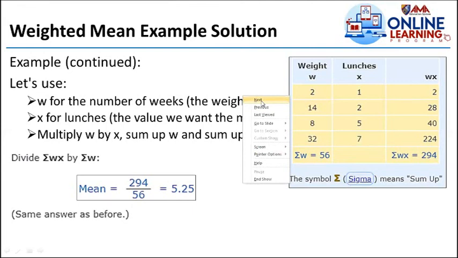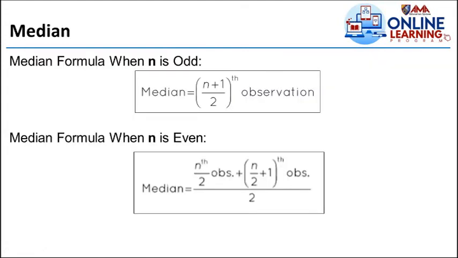Okay? So, you can see the difference between arithmetic mean and weighted mean. So, next we have the median formula when n is odd. Although we have already done this one before, in our previous slide. Median is equal to n plus 1 all over 2. Pag even po naman yung mga data sets po natin, n all over 2 plus n all over 2 plus 1 divided by 2. Okay? So we're going to apply that one.